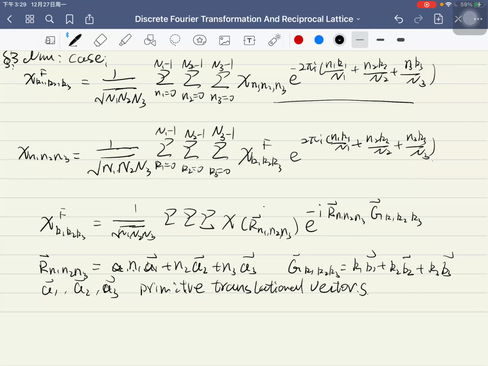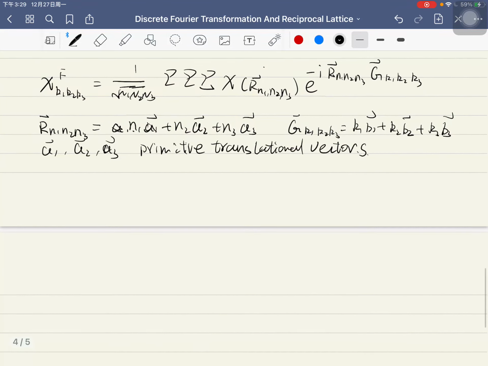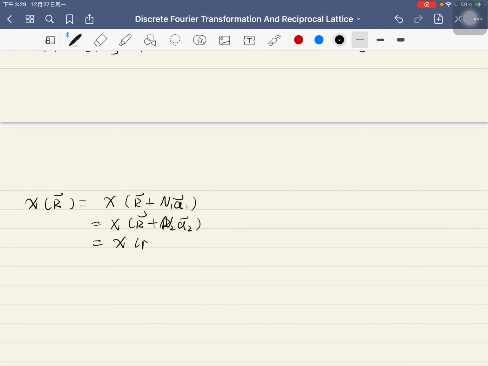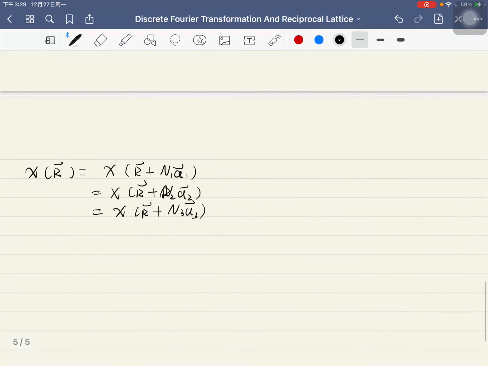Translational vectors. It has this sum, which means X R equals X R plus N1 A1, X R plus N2 A2, X R plus N3 A3. This is the periodic boundary conditions.